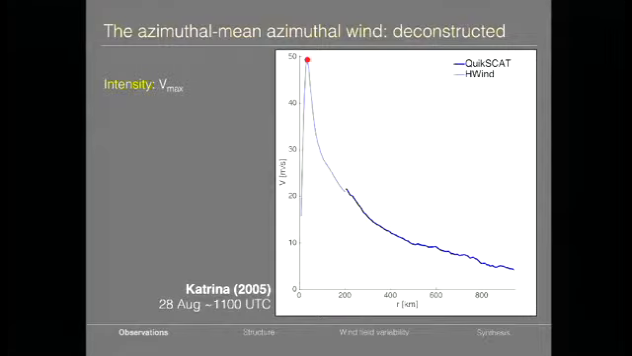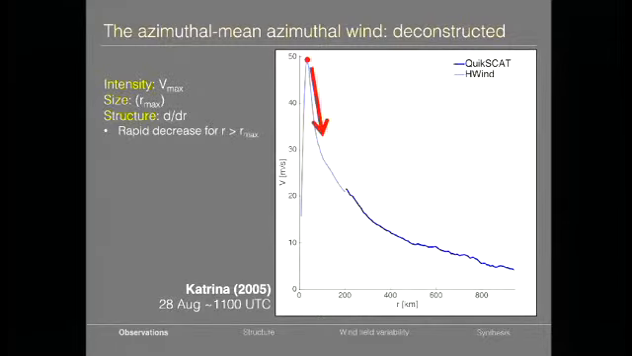So let's deconstruct this so we can understand our terminology. Intensity is the common one, which is called Vmax, the maximum wind speed. Size, you could think of as the radius of maximum wind, the radius of Vmax, though it's sort of ambiguous, and I'll come back to that.